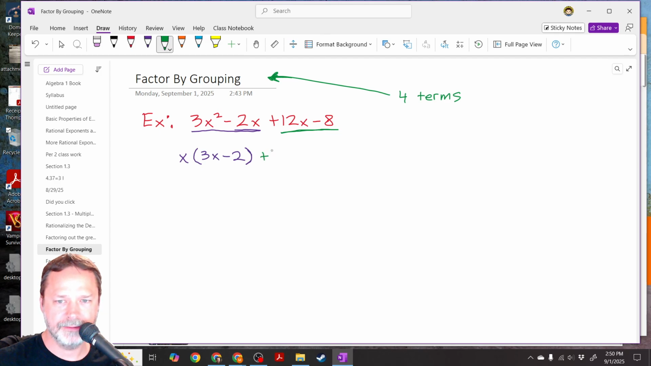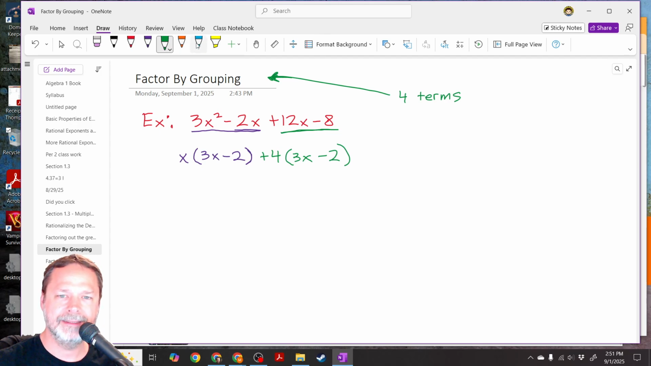It's a positive 4, so I'm going to write plus 4, because we had this plus sign here. If it was a negative, I'd write -4. But I'm going to factor out +4. So +4. And what's left? 4 times 3x is 12x. 4 times -2 is -8. Okay, so I got it.